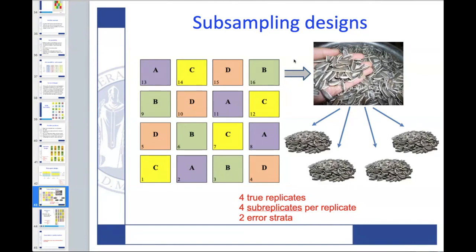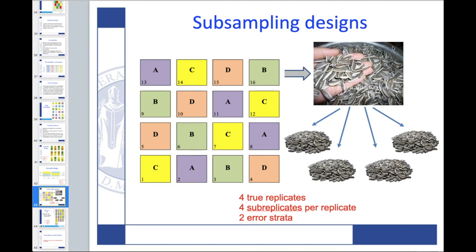You see that each treatment is in all columns and all rows. So B, B, B, and B, C, C, C, and C, and so on. So this is a Latin square design. This is a good design because we have true replicates. A is in plot 13, in plot 2, in plot 11, in plot A, and these are independently treated. So we have 4 true replicates.